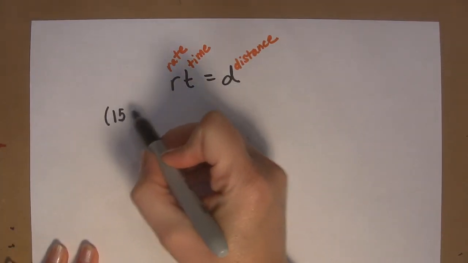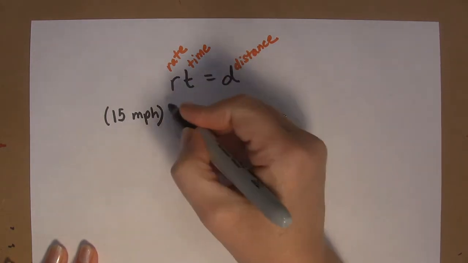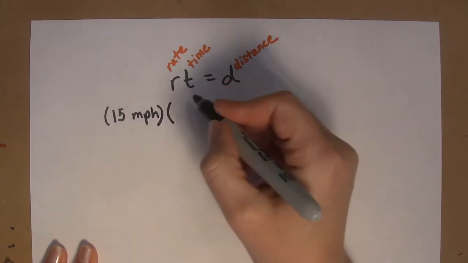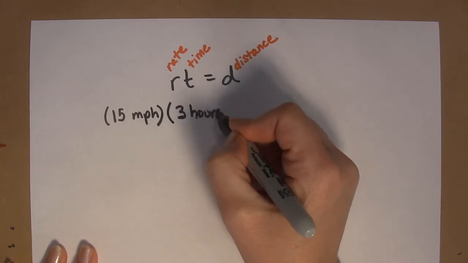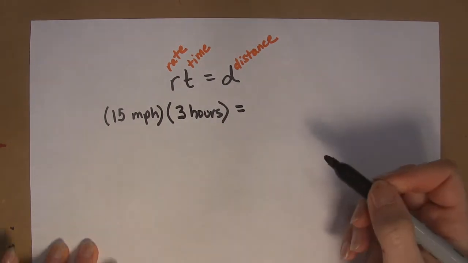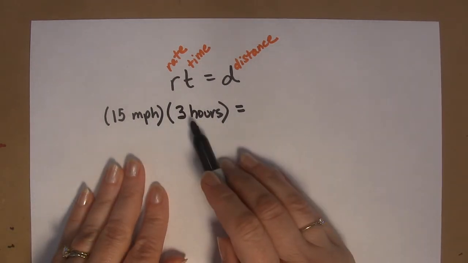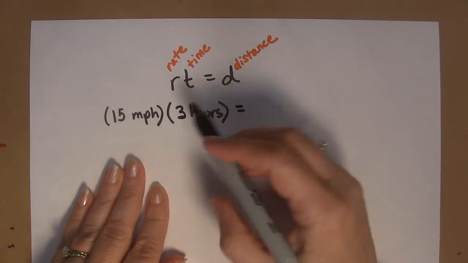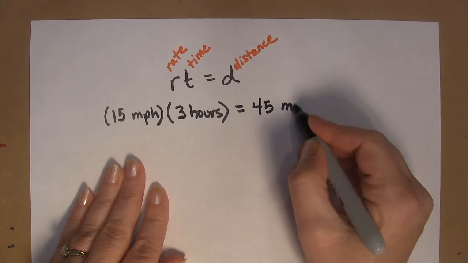This is typically used like this. If you are traveling at 15 miles per hour and you travel at that rate for 3 hours, then you can easily figure out how far you went. You went 15 miles each hour for 3 hours, so you went 15 times 3, which is 45 miles.